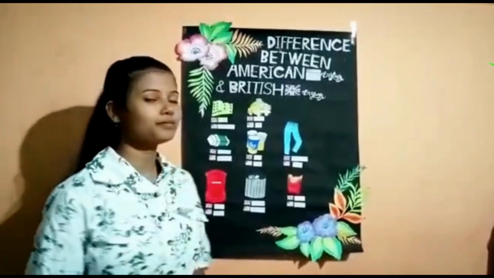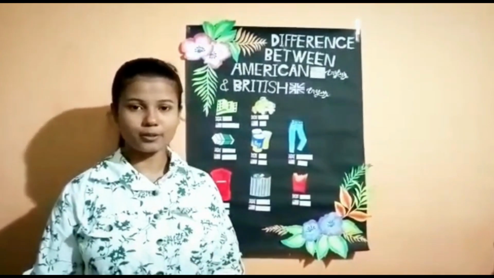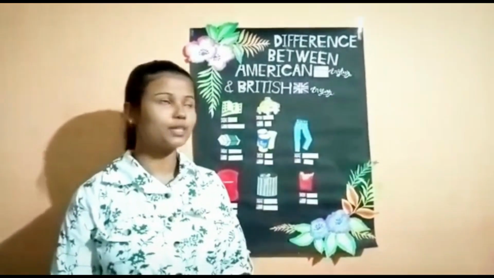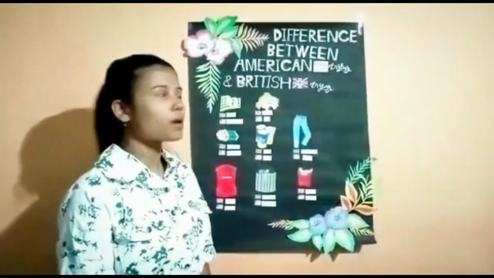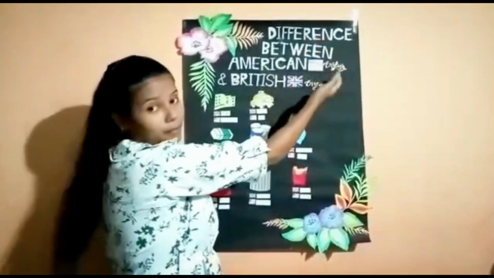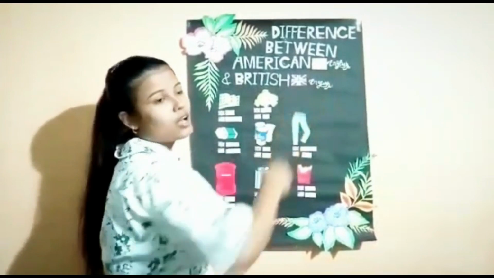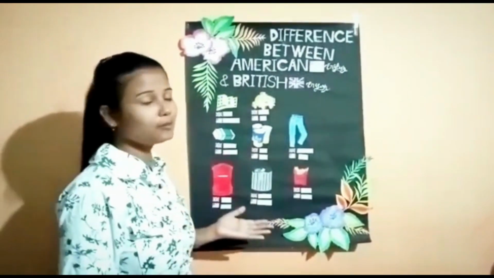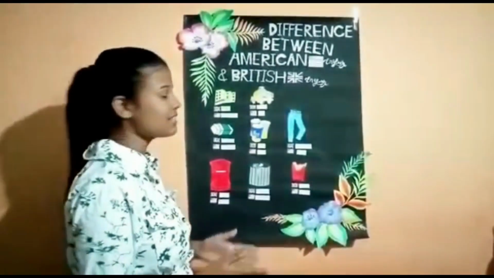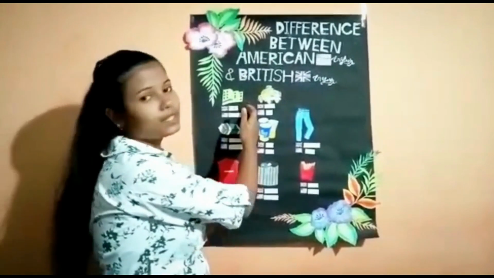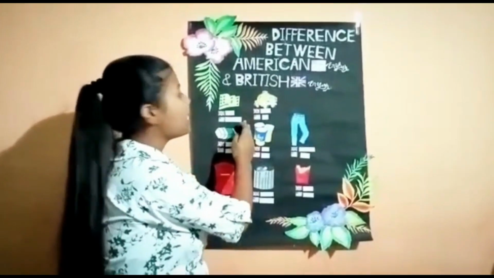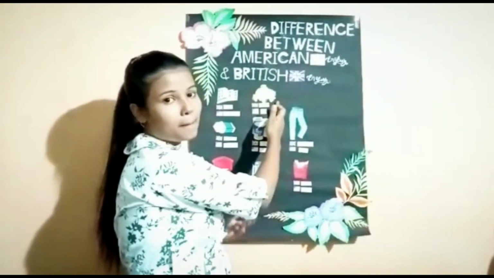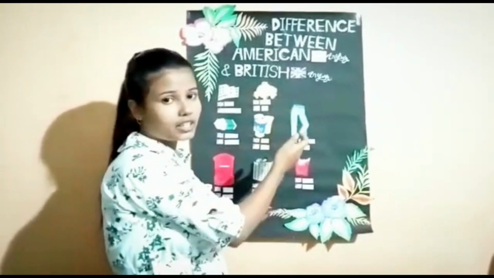Thank you. Hello everyone. Hello ma'am. I'm a student, Sanas Parveen, from Computer Engineering branch and today I'm here to present my presentation, whose topic is differences between American English and British English. So let's start the presentation. Here we can see in British English it's a flat but in American English it's an apartment. Similarly, it's a taxi in British English but it's a cab in American English.